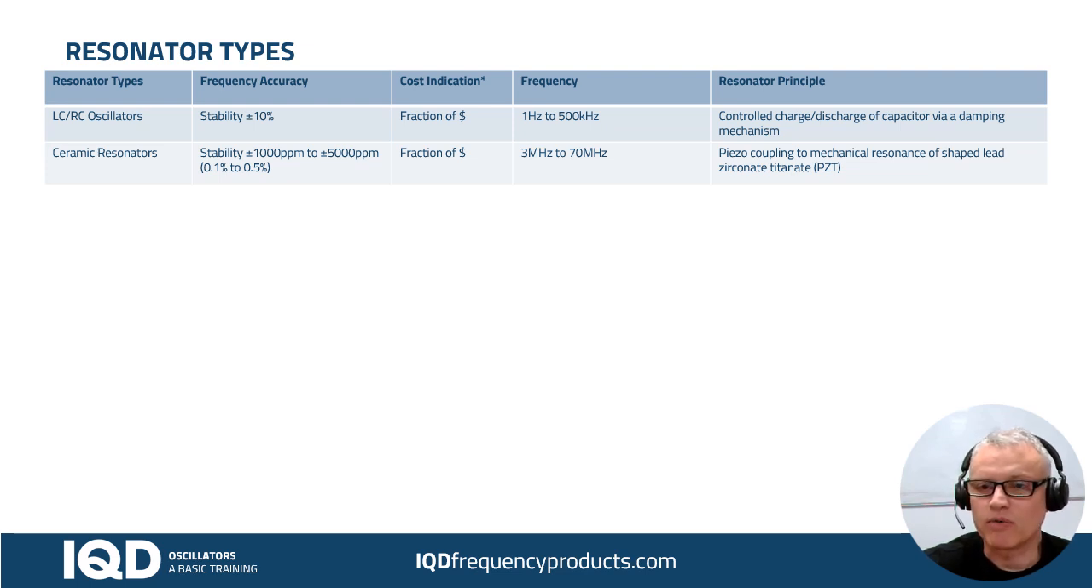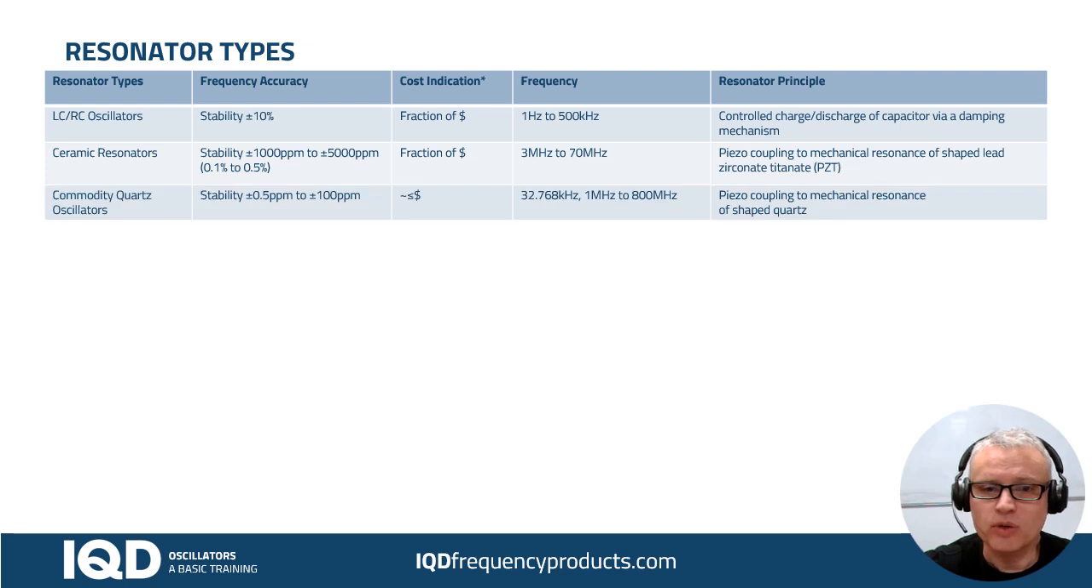You can now run in the megahertz region, so maybe 3 megs to 70 megs, that kind of area. They are in fact a piezoelectric material called lead zirconate titanate, PZT. So there is a coupling between its shape and its resonant frequency.